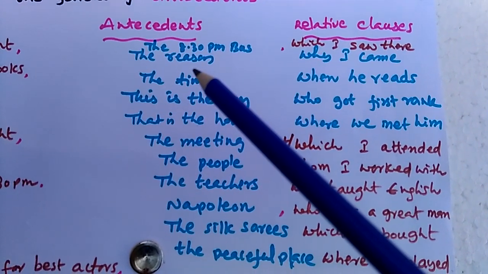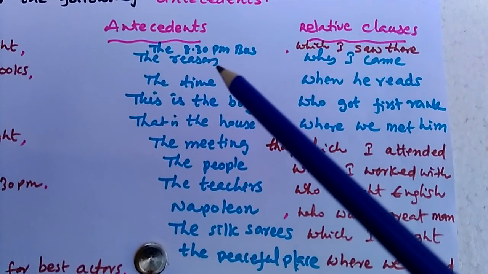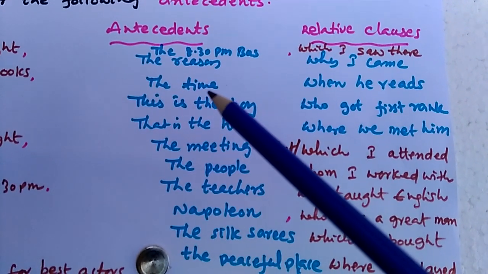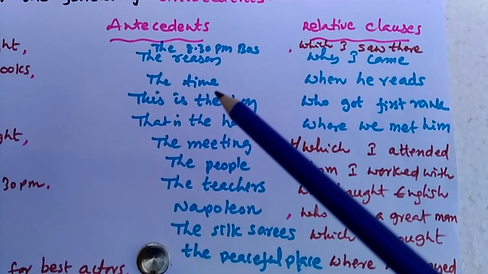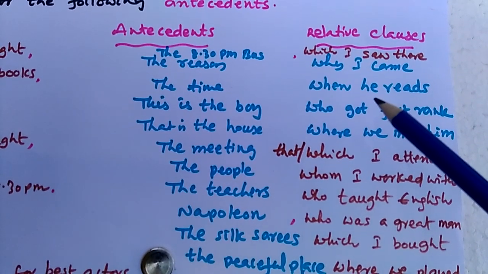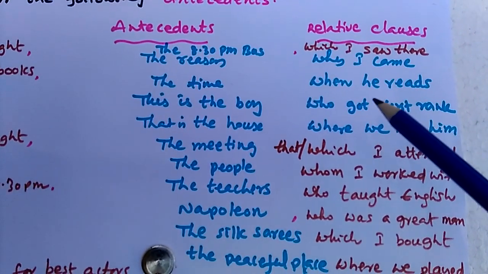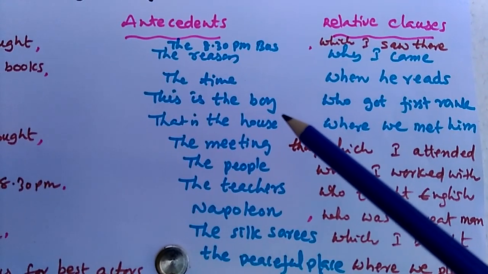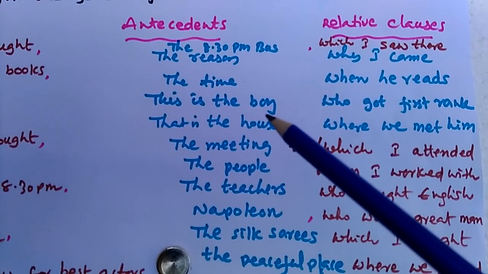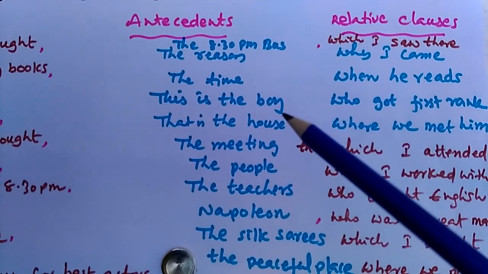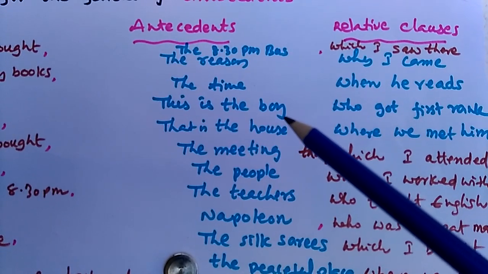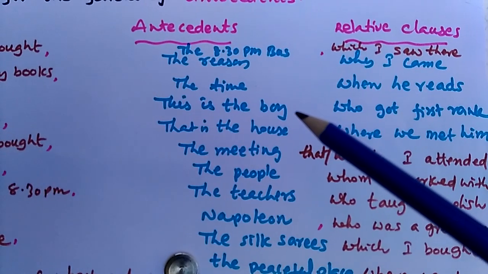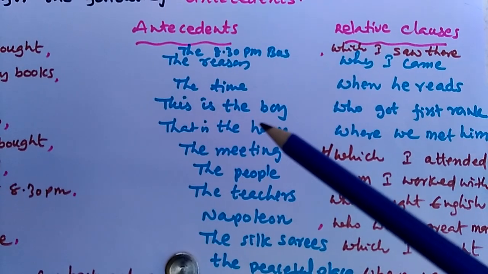And "the reason." When we say "the reason," we cannot know which reason it is. So this is a defining clause. "The time." When we say "the time," we cannot say which time it is. So it will be a defining clause. "This is the boy." When we say "this is the boy," we cannot say which boy he is. That means we cannot identify the boy by the antecedent itself.